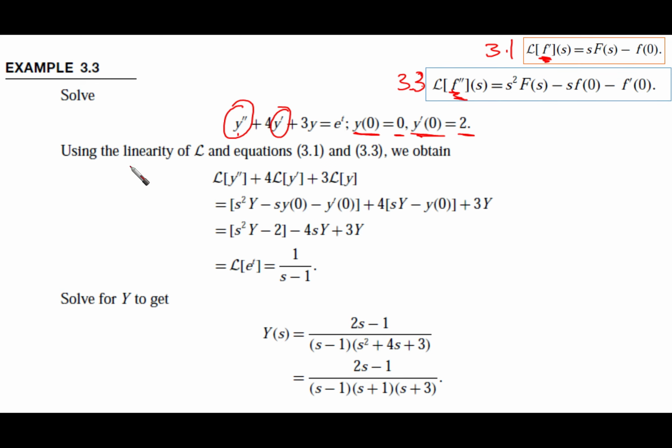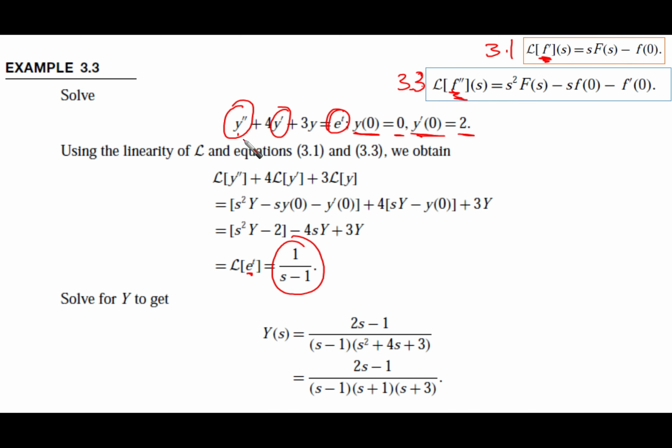Now we have the second derivative and the first derivative. Using the linearity of Laplace transform and equations 3.1 and 3.3, we take the Laplace transform of this differential equation. So L of y double prime plus 4 times L of y prime plus 3L of y equals the Laplace transform of e to the t. The Laplace transform of e to the t, which is the right-hand side, is easy from the table, you can obtain it easily: 1 over s minus 1. This is the right-hand side.